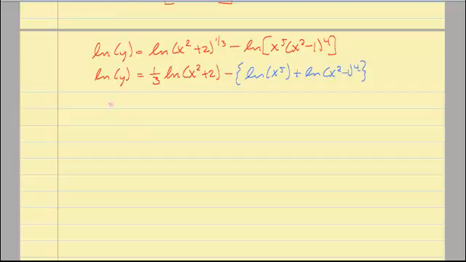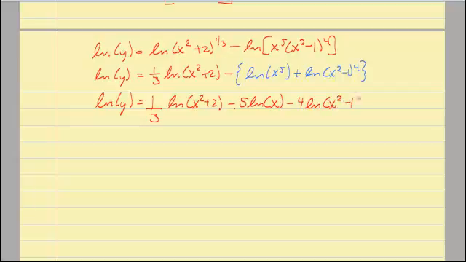I can simplify this even further. So I have the natural log of y, and again, I still have not taken a derivative. Now in my last problem, I spent all my mess on the calculus part. Now I'm spending it on simplification, which is a little bit easier. Pop this 5 out front. Distribute the negative. This becomes negative 4 ln of x squared minus 1. And now we're ready to take a derivative.